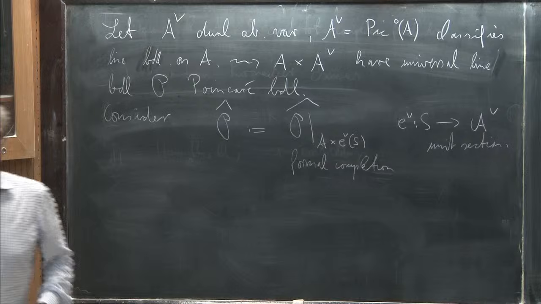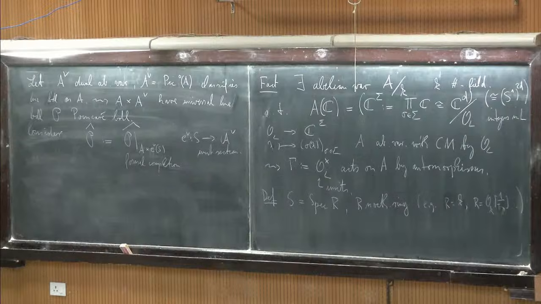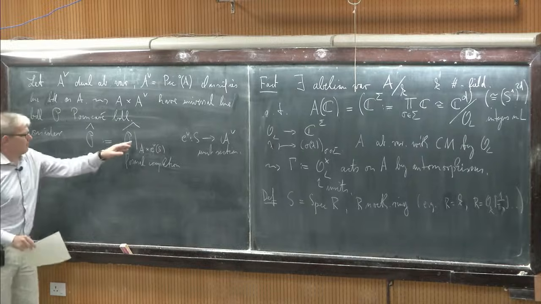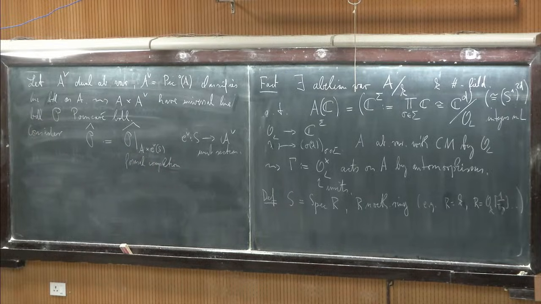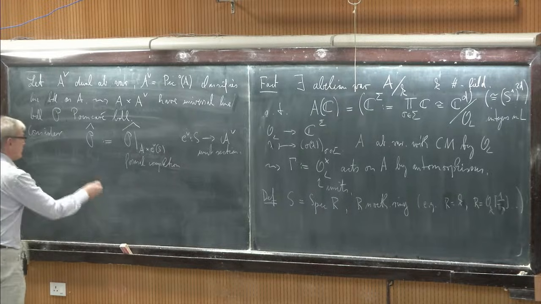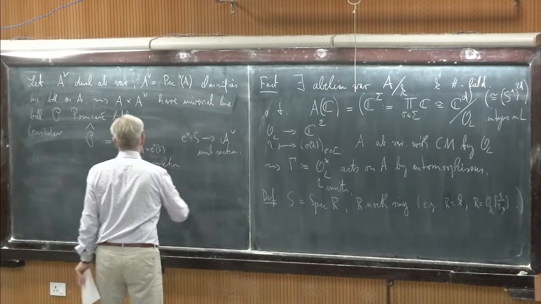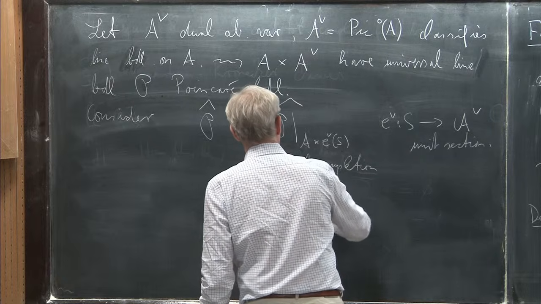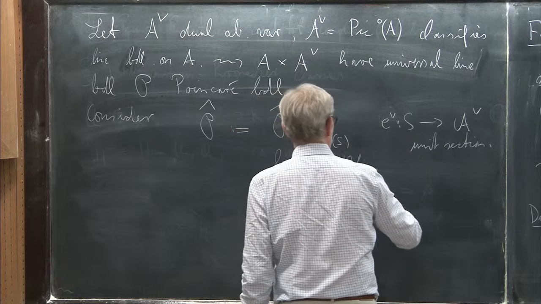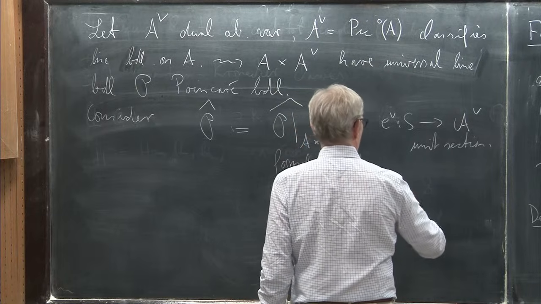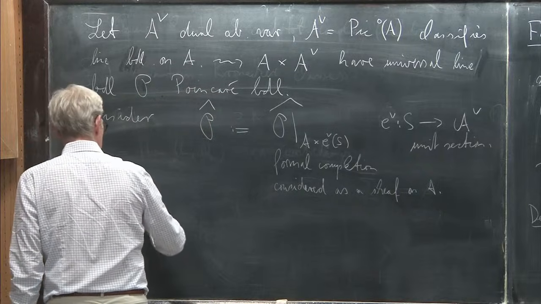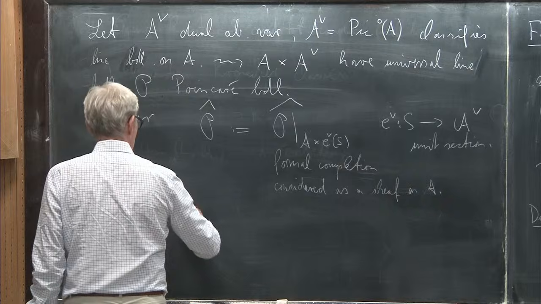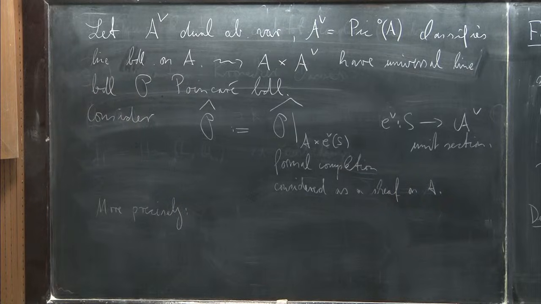And this is the formal completion here. And because somebody mentioned jet bundles last time to me, this person has now disappeared. So this is the kind of jet bundle along somehow this section. So this we consider as a sheaf on A. So let me be a little bit more precise here.